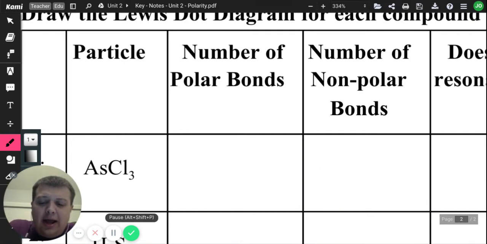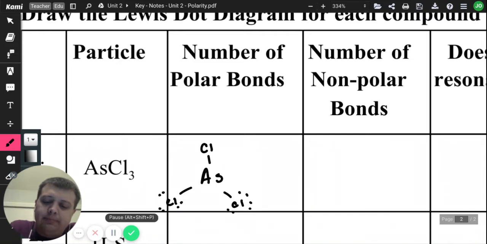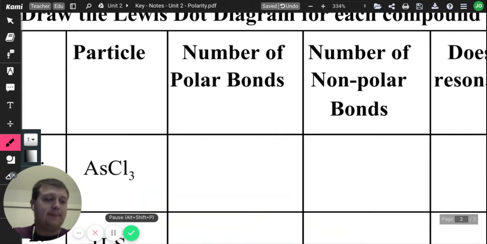All right, so I have As, bonded to 3 Cls, and they have to fill their outer octets. Now I look at that, and I also have a lone pair here in the center. If I were to redraw this to reflect the VSEPR shape, what we end up with is the arsenic with 3 chlorines coming off of it, and then there is that lone pair.